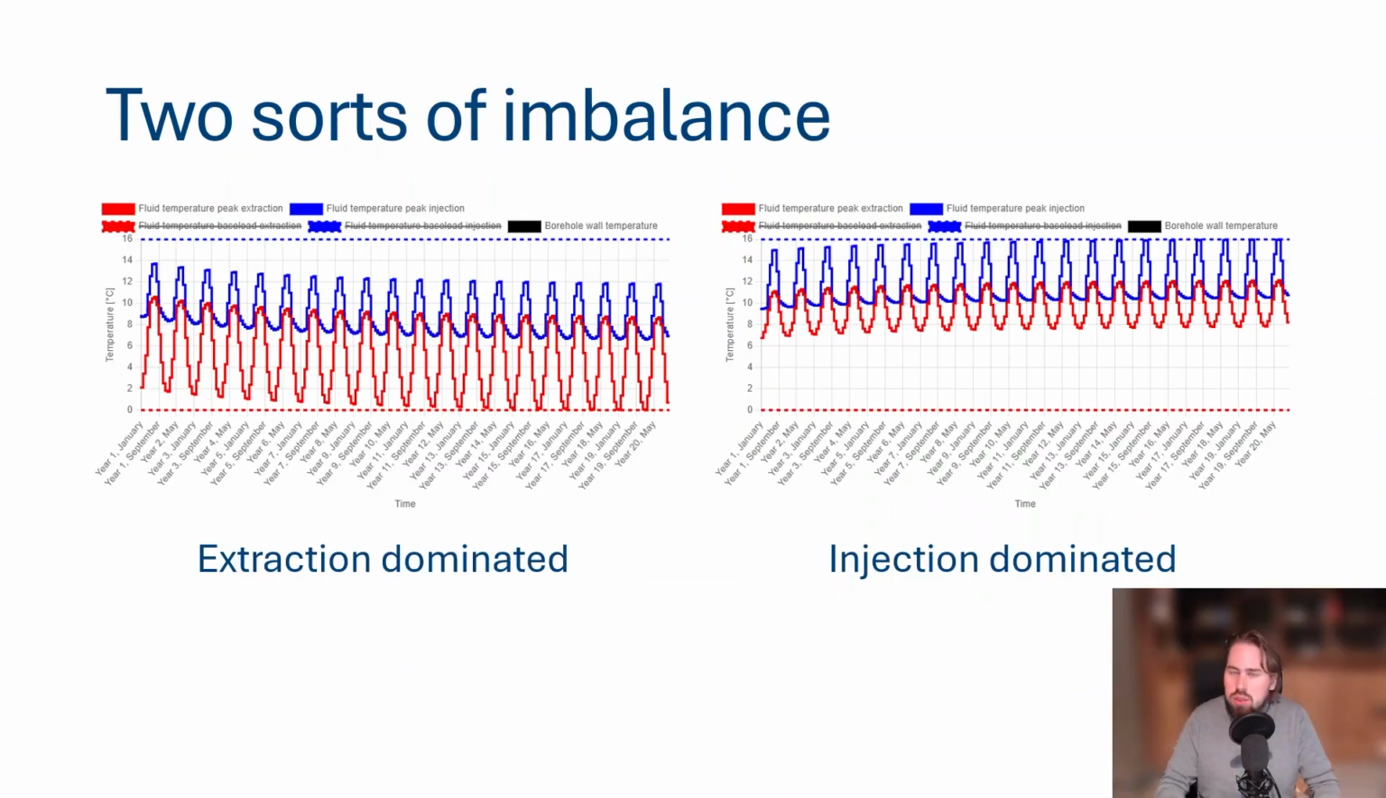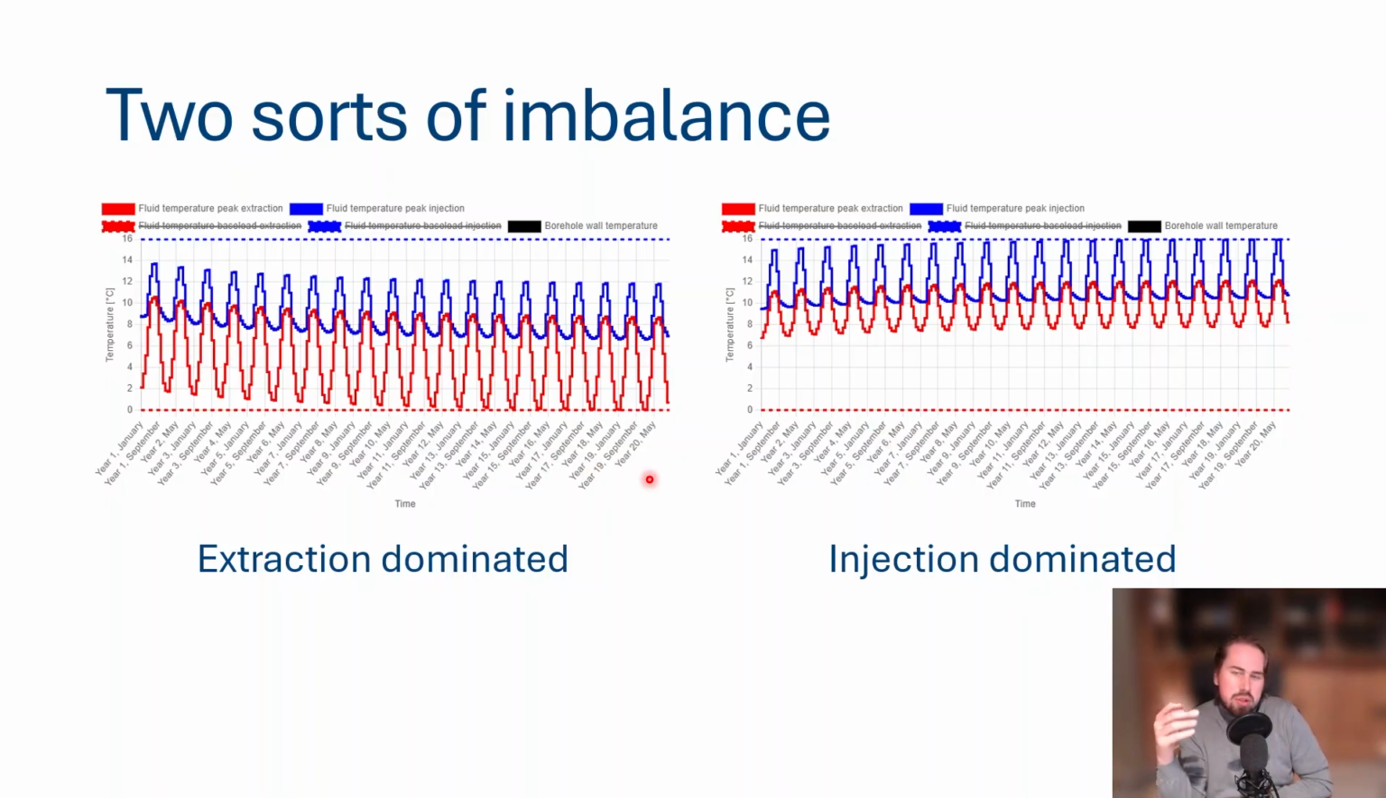Now, there are two sorts of imbalance. And we already touched upon this when we were talking about the borefield quadrants. If you have not watched that video, it's linked in the description. But basically, you have either extraction dominated borefields where the ground cools down year after year, and you have injection dominated borefields where the ground heats up year after year. So either way, they can have a borefield that's limited by our maximum temperature in the long term or by our minimum temperature in the long term.